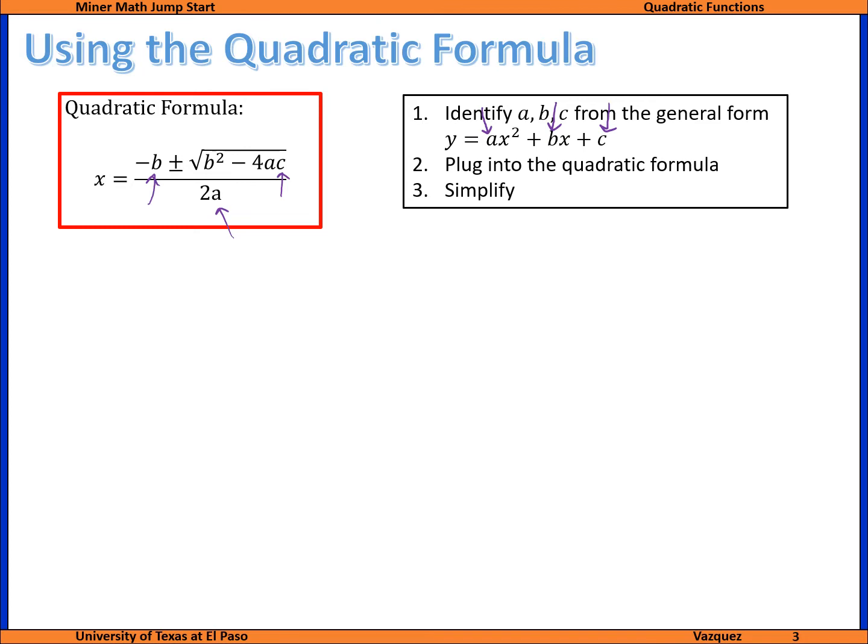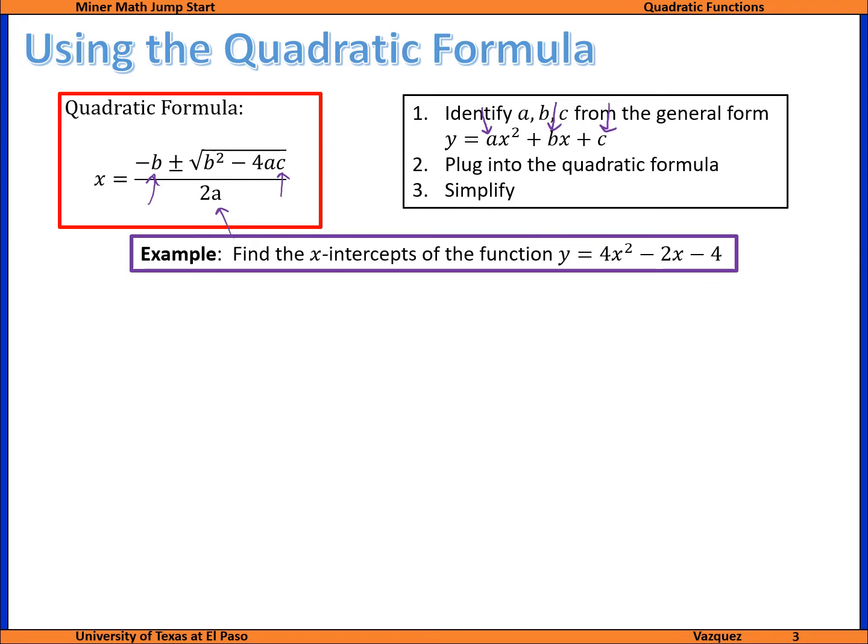So again, let's look at an example. Suppose they asked us to find the x-intercepts, and all that means is to find where the parabola crosses the x-axis. They're asking us to find the x-intercepts of the function y equals 4x squared minus 2x minus 4.